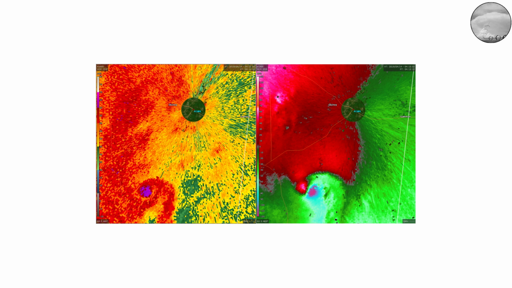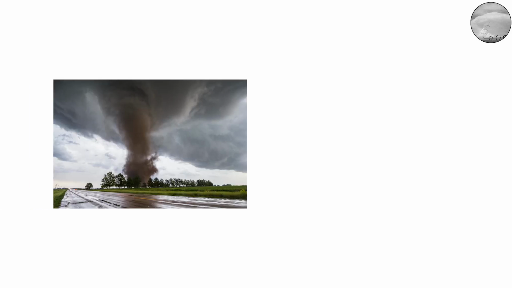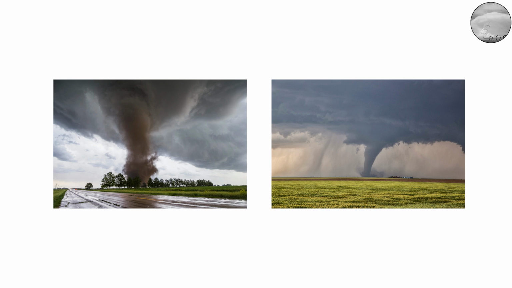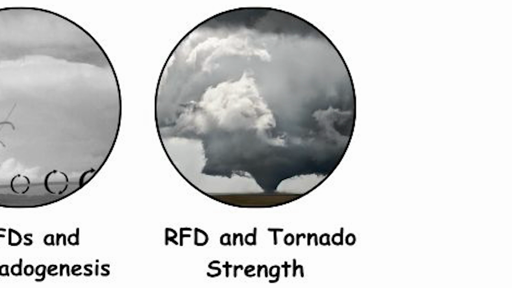Two storms can look nearly identical on radar, yet one will produce a deadly tornado while the other fizzles out, all because of differences in the RFD. The RFD and tornado strength.